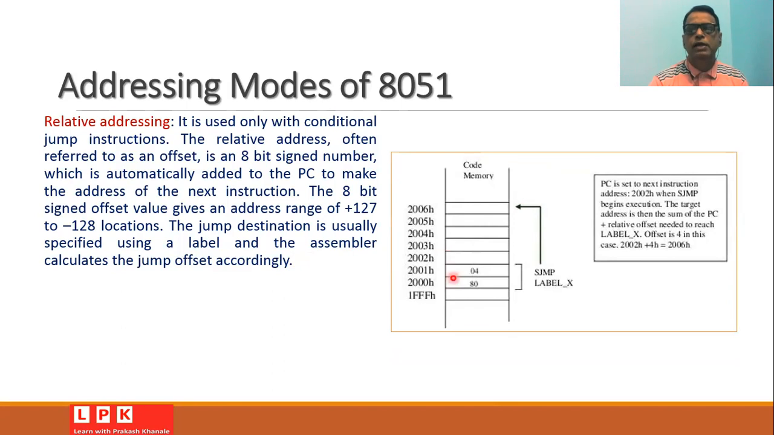Suppose currently we are executing the instruction SJMP, short jump, which is labeled as X. And suppose the X label is at the address 2006. One can easily find that the difference between the content of the PC and the label X address is nothing but 4, and therefore this offset 4 is being added into the content of the PC, 2002, and then the effective address in the PC will be computed, and that will be 2006. Such type of addressing is called relative addressing.